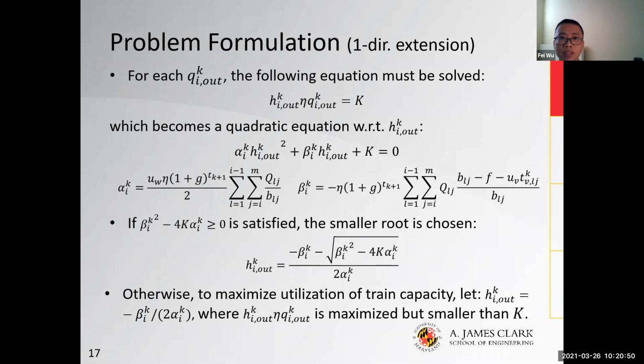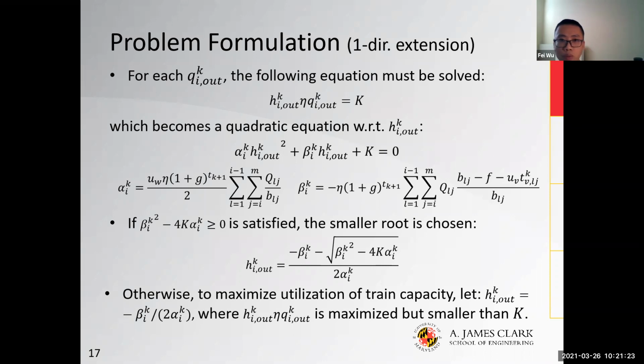For determining the headway for each link, we have this equation, which is given by this: headway h times the actual flow times the peak hour factor equals the capacity of the train.